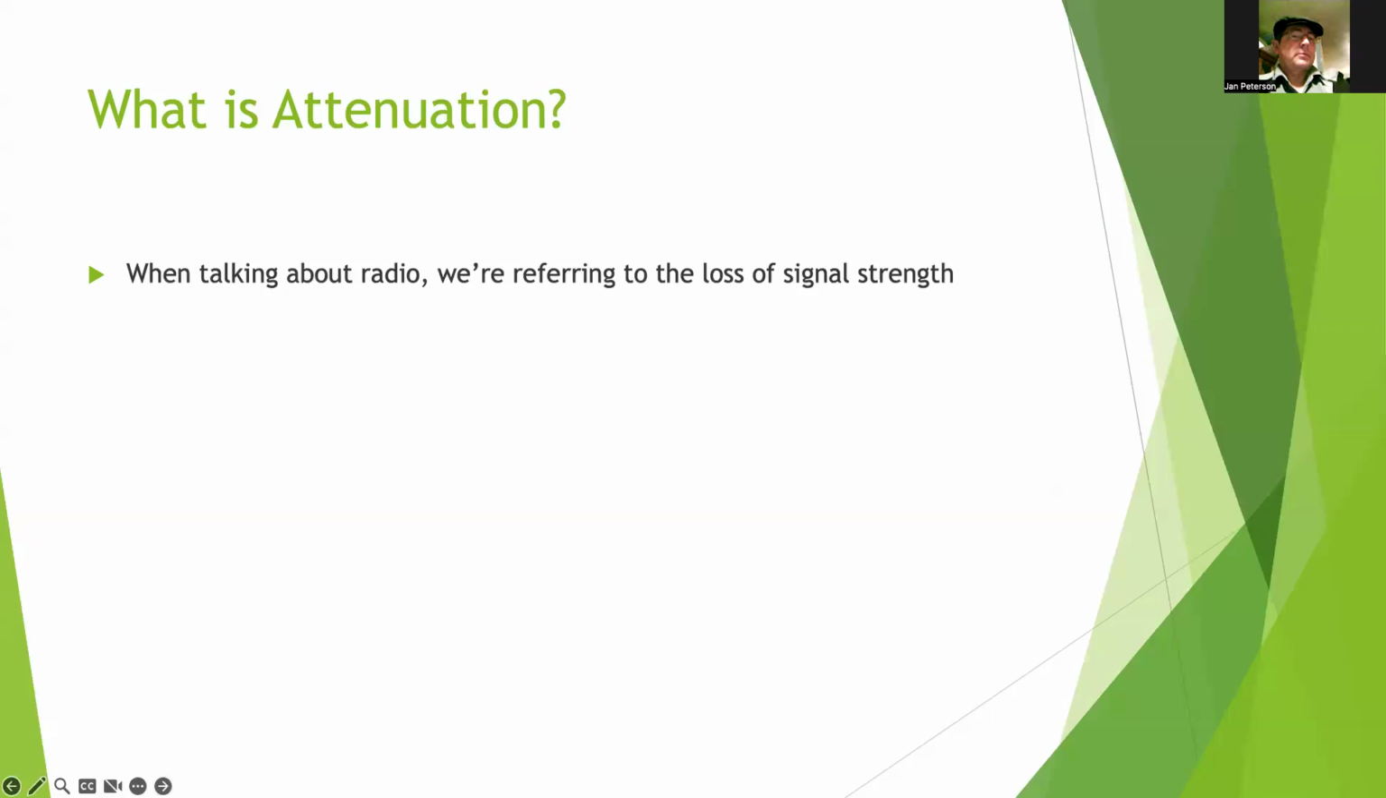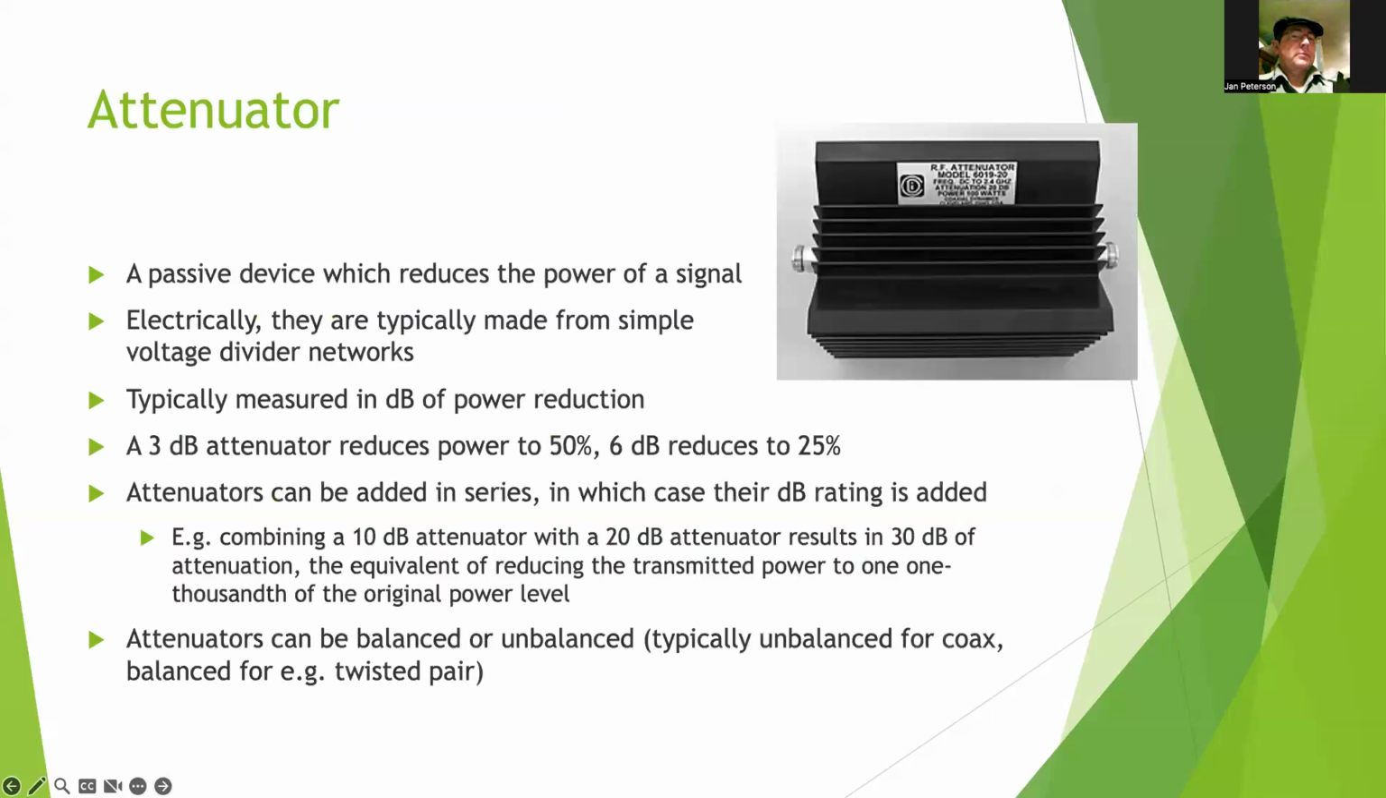Let's look at an example attenuator here. An attenuator is a passive device, well, could be, we'll talk about that later, which reduces the power of a signal. Electrically, it's typically made from simple voltage divider networks. We'll talk about that more in a minute. It's typically measured in decibels or dB of power reduction. A 3 dB attenuator reduces the power to 50% of the original signal. 6 dB reduces it to 25%. Attenuators can be added in series, in which case their dB rating is added together.